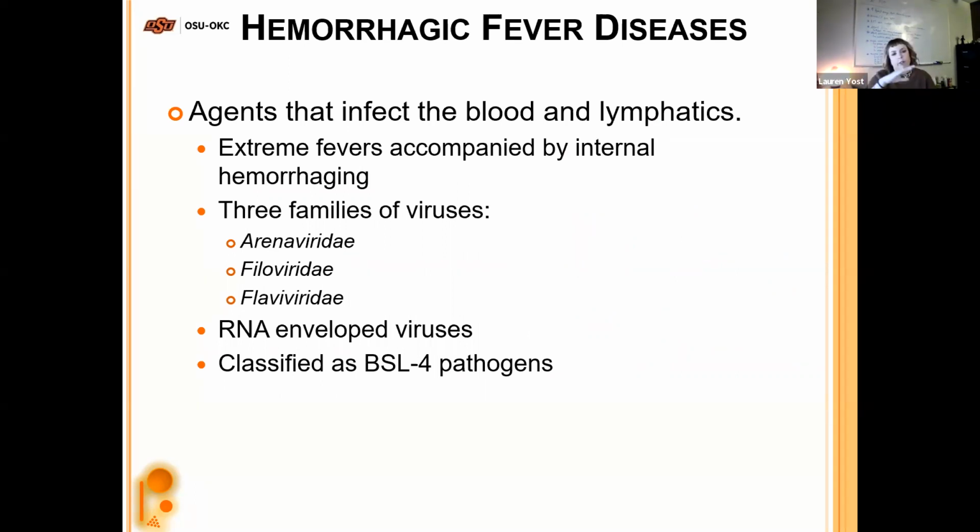Moving on to the hemorrhagic fevers. These are agents that infect the blood and the lymphatics and can lead to extreme fevers along with internal hemorrhaging. So a lot of bleeding associated with, especially internally. Sometimes you'll see that happening externally towards the end of the disease.